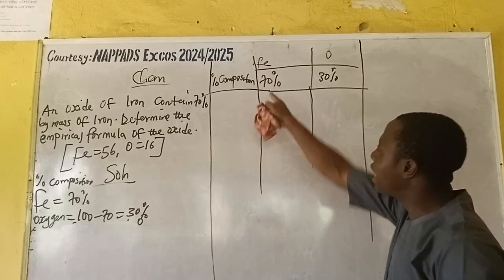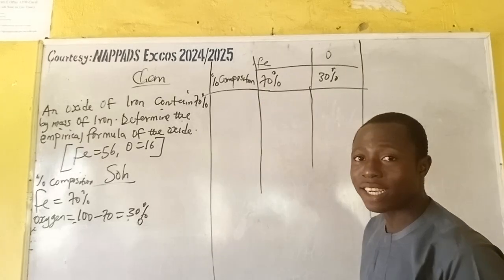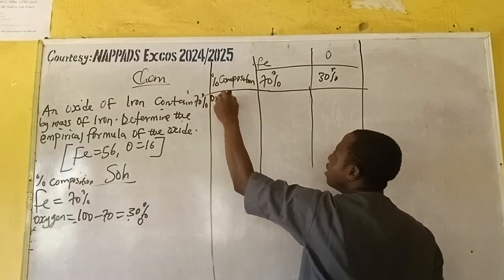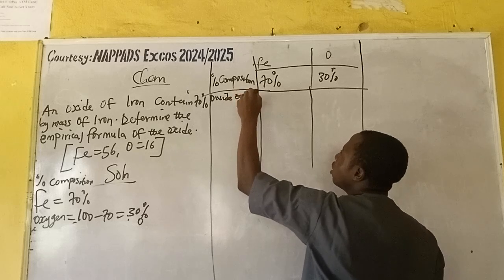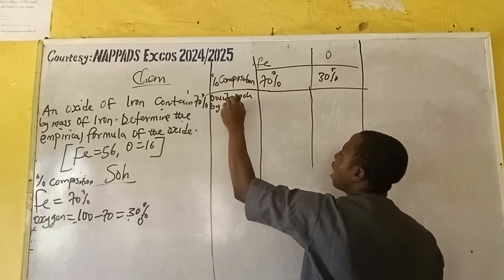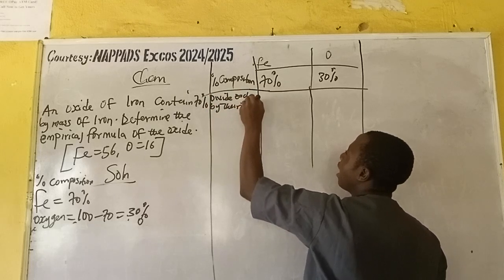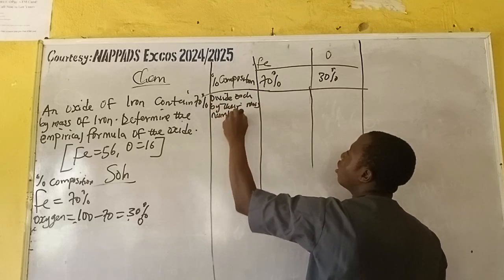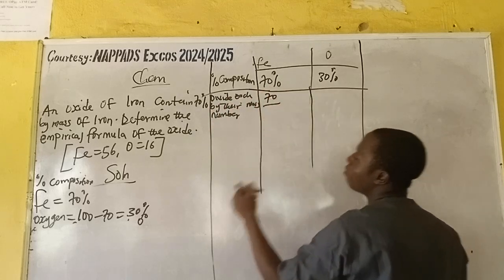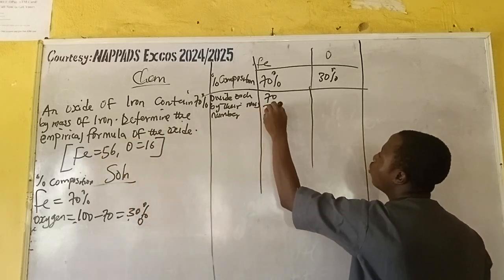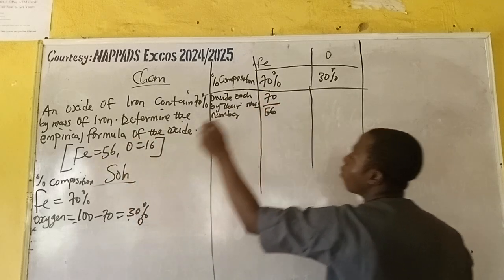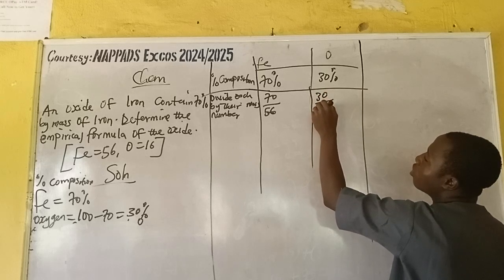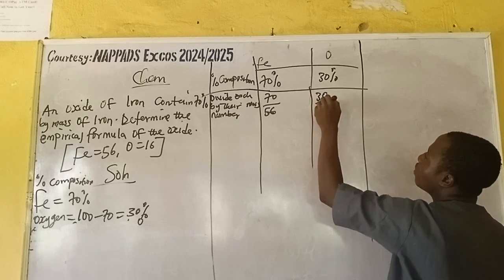Now, when you write the percentage, sometimes it can be mass, it can be anything they give you to write. The next step is to divide each by their mass number. That's going to be 70 over the mass number of iron, which is 56. You can use this to solve any question in empirical formula. And 30 over the mass number of oxygen, which is 16.